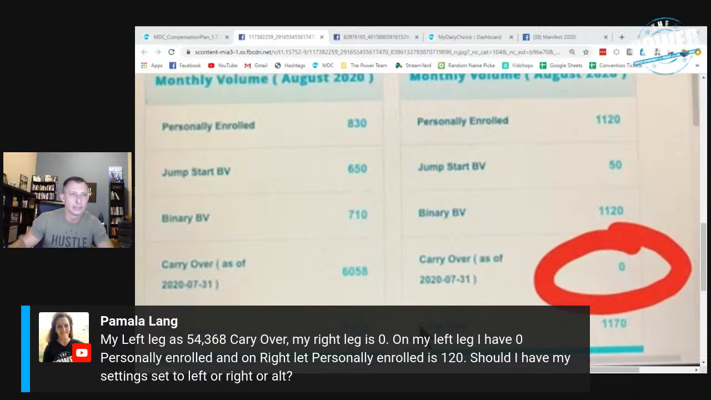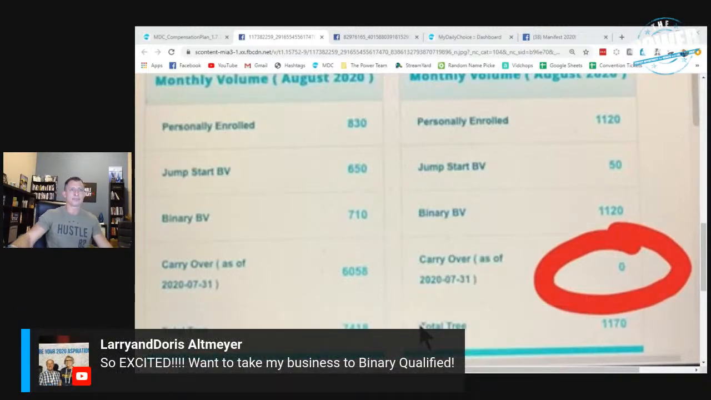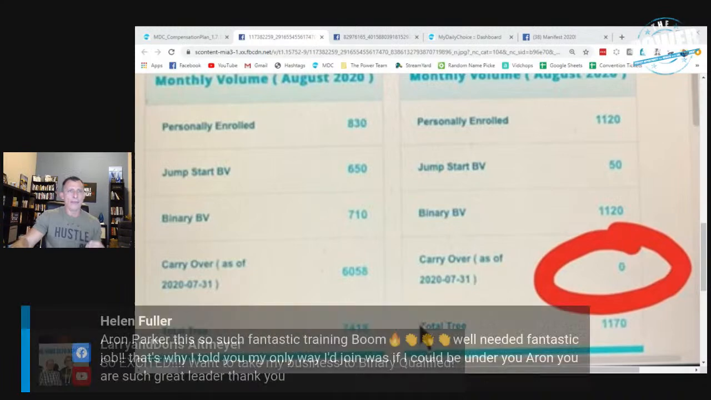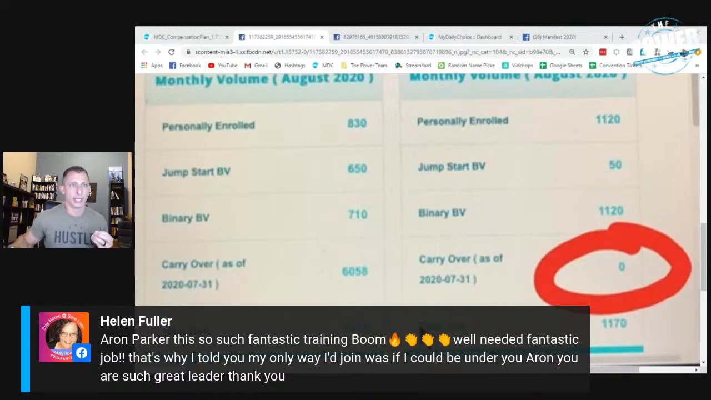Woo! It's exciting. Okay. Yes. Everybody wants to go on a mission to get binary qualified. This is one of the most exciting parts of this entire business, is the residual. That's how we started this whole training. Residual commission is unbelievable. And the more people that you can help get binary qualified, the more stable, more secure your business is going to be.